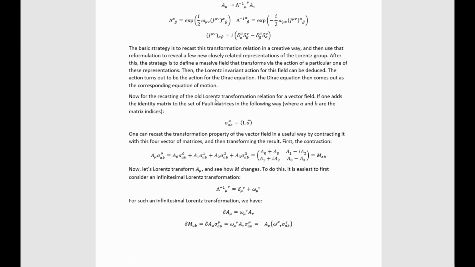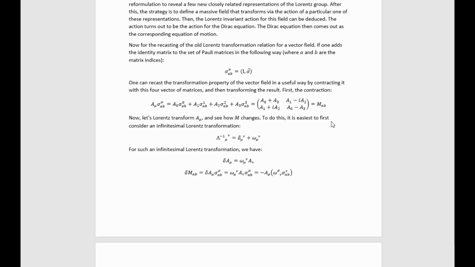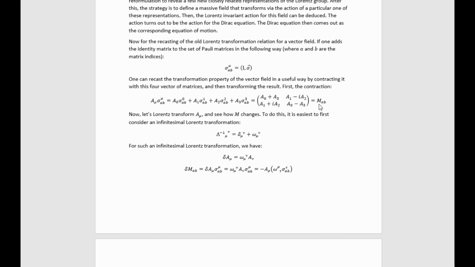Now for the recasting of the old Lorentz transformation relation for a vector field: if one adds the identity matrix to the set of Pauli matrices in this way, where A and B are the matrix indices, then one can recast the transformation property of the vector field in a useful way by contracting it with this 4-vector of matrices and then transforming the result. First, the contraction. This gives us this M_AB matrix here, just choosing to call it M.